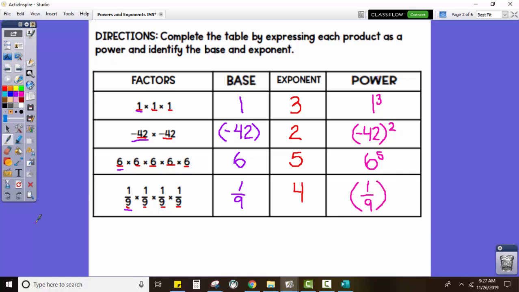And when I do 1/9, make sure you put it in parentheses because we want to show that this 4 belongs to the whole fraction, not just to the numerator. If I put the 4 without the parentheses here, it could be seen as 1 to the 4th divided by 9, so put 1/9 in parentheses.